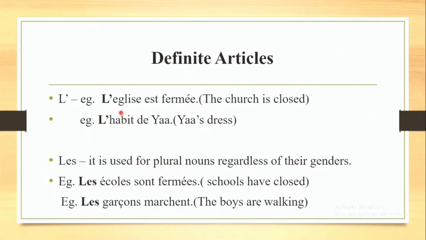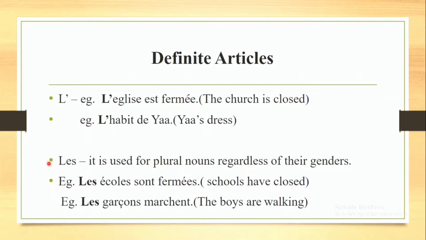Okay, so let's check out these examples. So the first one is "l'église est fermée." The church is closed. So église begins with a vowel. That's why we used l'. But here, "l'habit de Ya's dress." Habit begins with an H, but the H is silent. That's why we use this. So every silent H takes the l'.